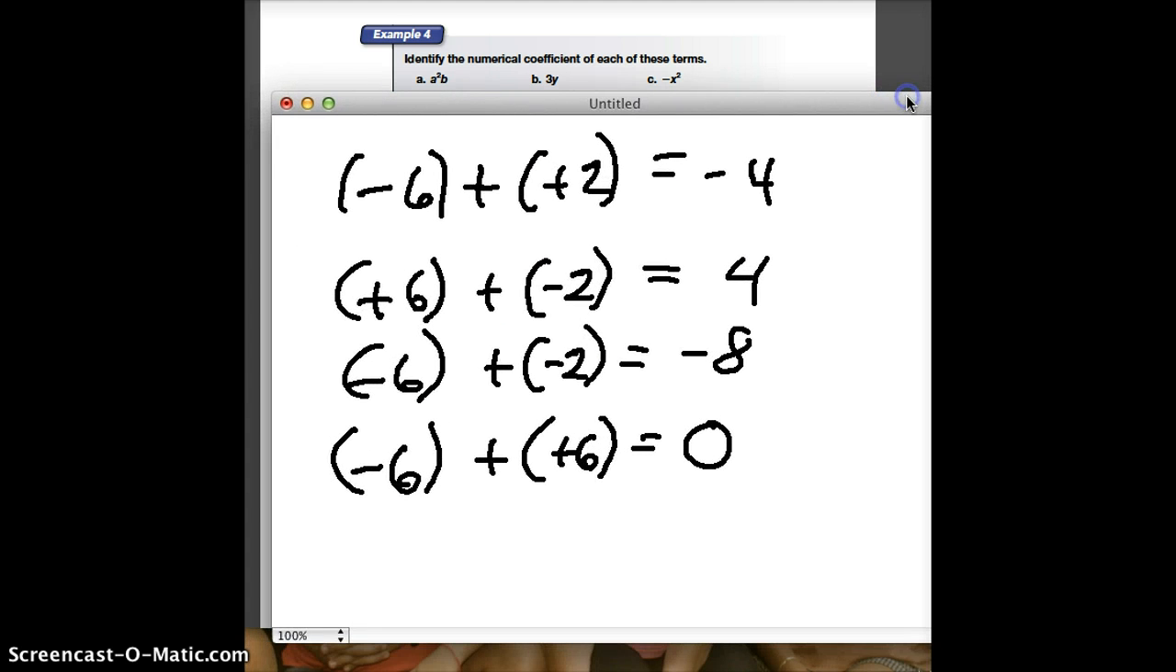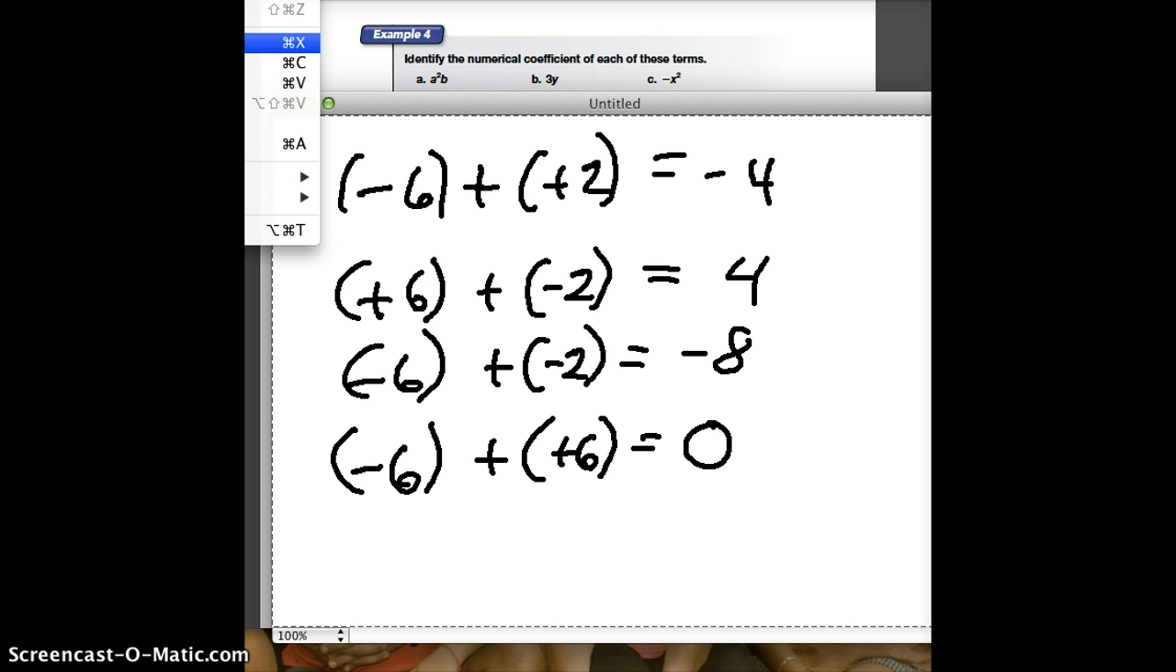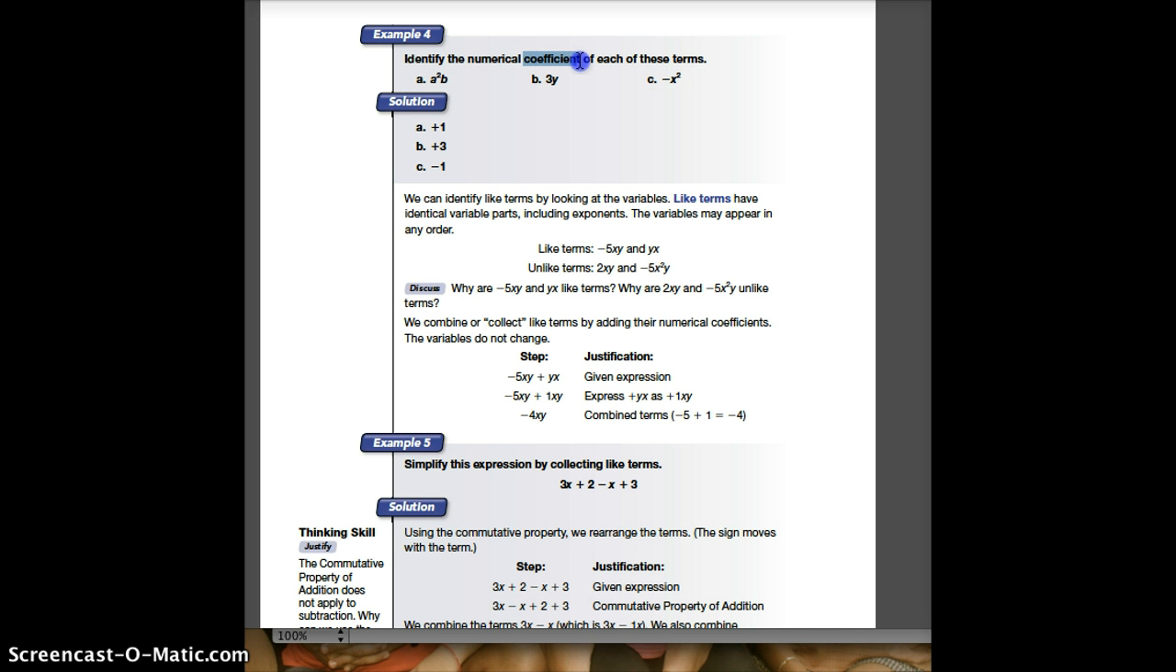All right, let's look at this one. We're going to identify the numerical coefficient. That's what we're identifying, the coefficient. That's very important. So that's basically the big number in front. What's the big number in front of the first one? A squared b. Well, the coefficient is 1. You don't see it, but if there are just variables there, the coefficient is 1. What's the coefficient of that one? 3. What's the coefficient of that one? -1, the big number in front.